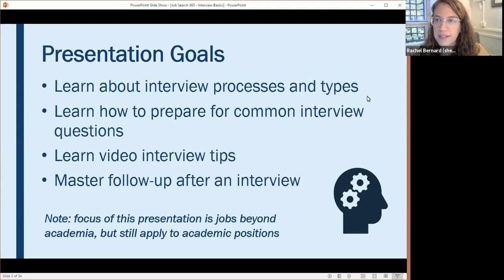And one thing I'll note, I see that we have a mix here of MA and PhD students. For PhD students, most of the examples that I give here will be for non-academic jobs. That's the focus of the presentation, but all of the takeaways are applicable for any kind of job you would apply to. So it would still apply to academic positions, and I'm happy to answer specific questions about that too, if you all have any.